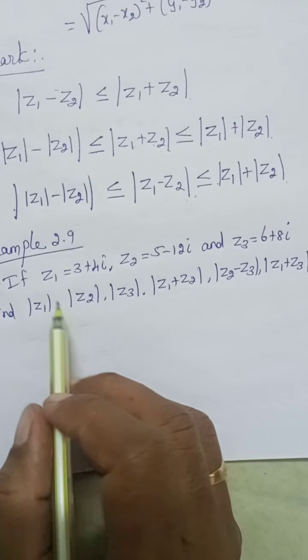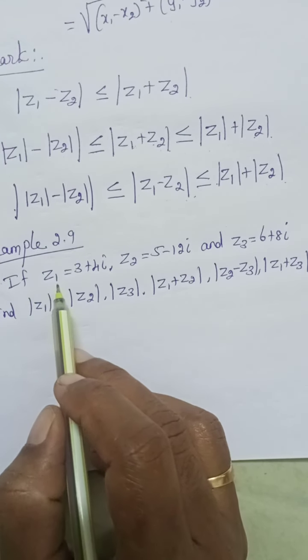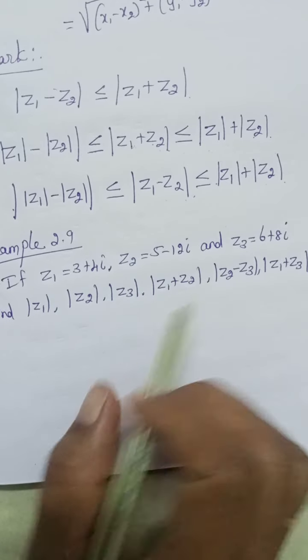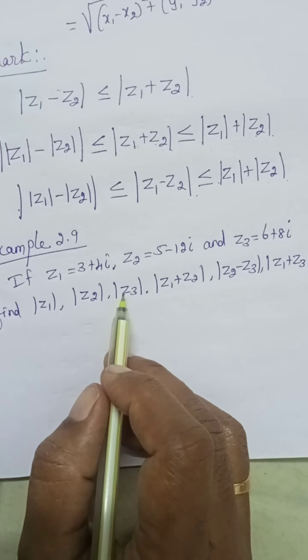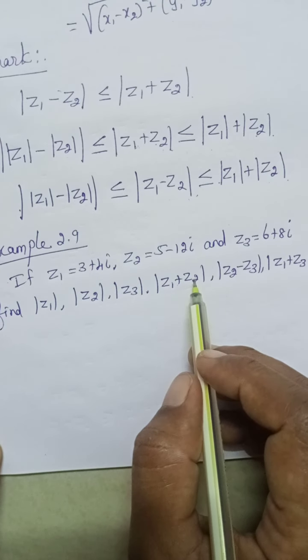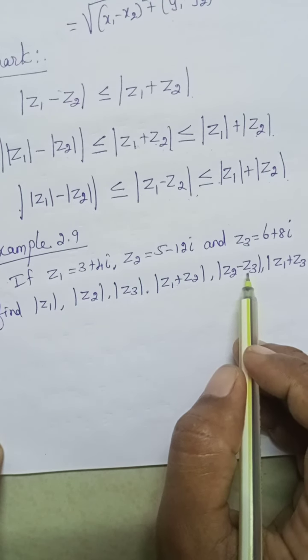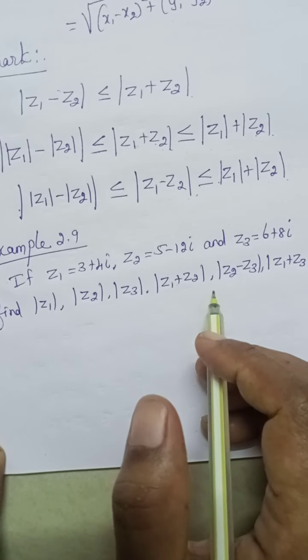Now we can move to the problems. See example 2.9. If z1, z2, z3 are given, find modulus z1, modulus z2, modulus z3, modulus z1 plus z2, modulus z2 minus z3 and modulus z1 plus z3.